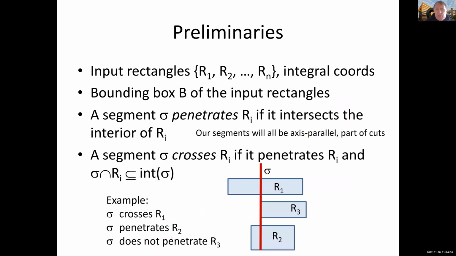So first of all, some notation and preliminaries. The input is a set of n rectangles, assume they have integral coordinates. B will be the bounding box of these input rectangles. A segment sigma penetrates a rectangle if it intersects the interior of it. It crosses a rectangle if that intersection is interior to sigma. And this sets up some of our notation.